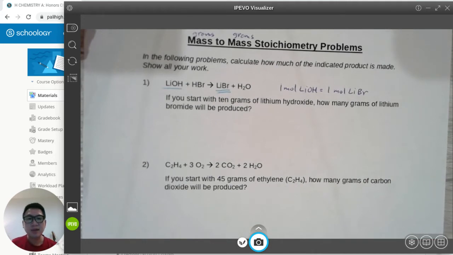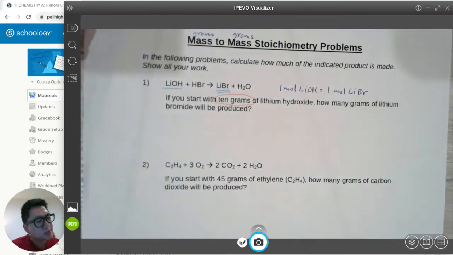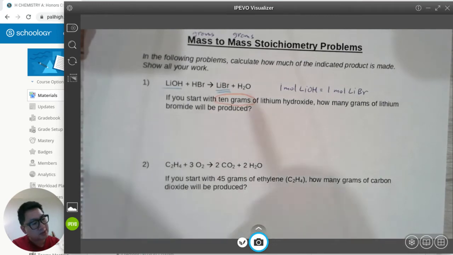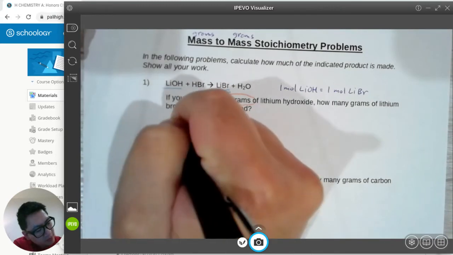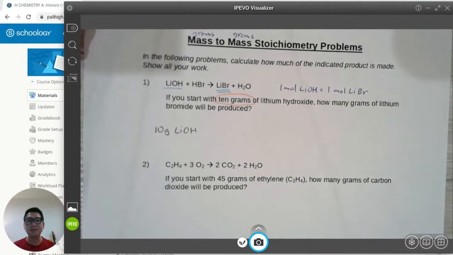Okay, so that's the first thing I need to do. What am I given, though? I am given the number of grams, 10 grams. But don't worry about sig figs for this one, I just realized. 10 grams of lithium hydroxide. So that's my given. In fact, we always start with the given, so let me write that down, using a different color pen. 10 grams of lithium hydroxide. Okay, so that's my given.